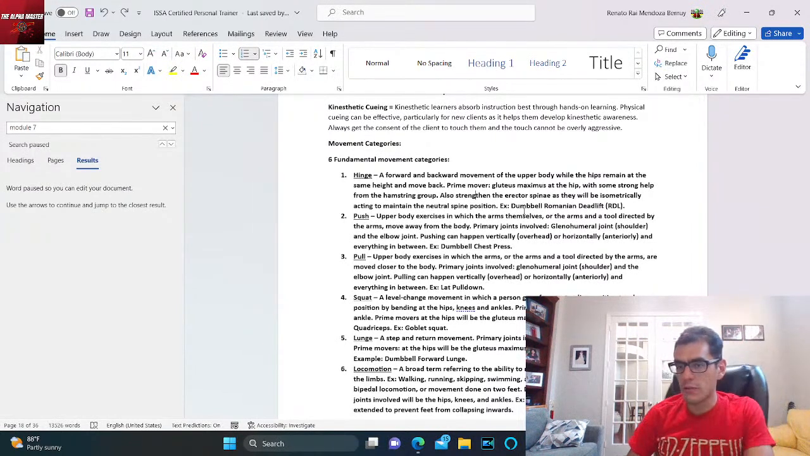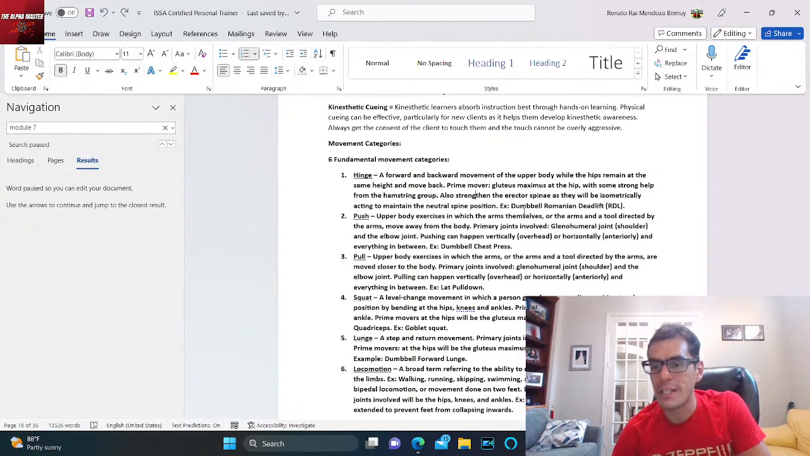Primary joints involved are going to be the glenohumeral joint, the shoulder, and the elbow joint. Pulling can happen vertically overhead, horizontally anteriorly, and everything in between. An example is going to be a lateral pull down.